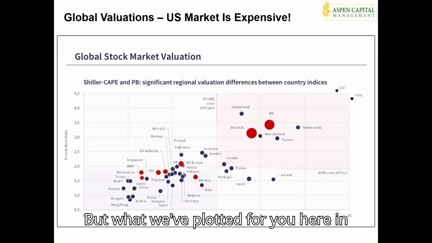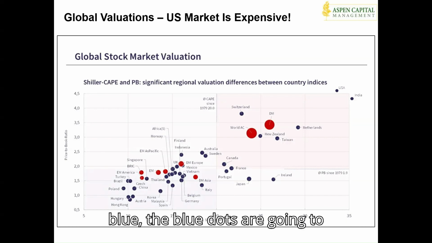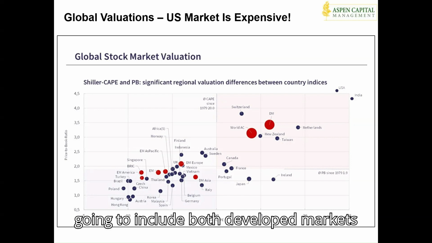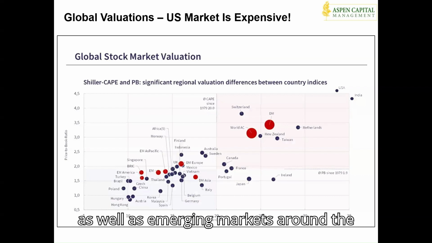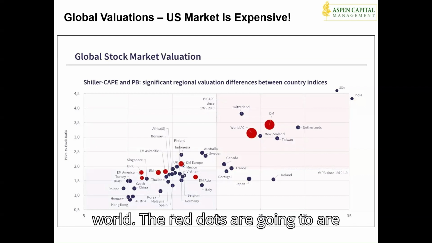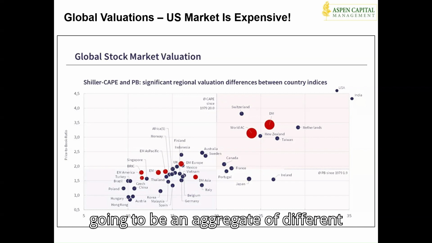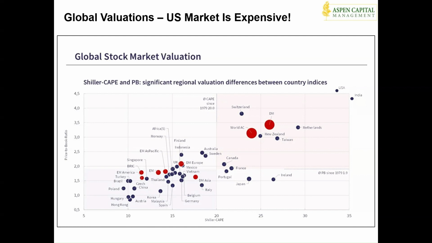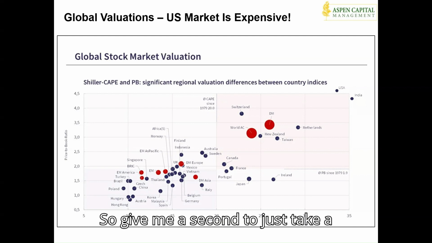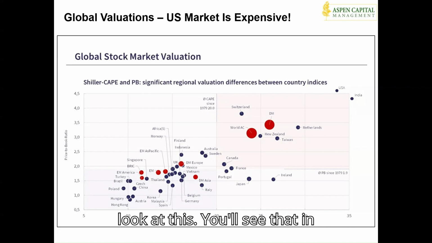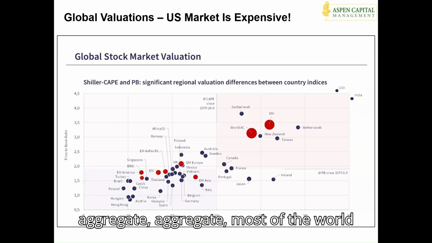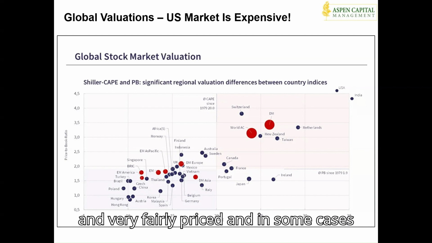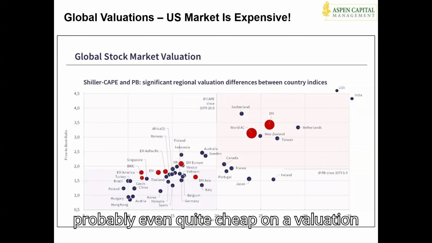Well, what we've plotted for you here in blue, the blue dots are going to represent individual countries. This is going to include both developed markets as well as emerging markets around the world. The red dots are going to be an aggregate of different regions of the world, or aggregate markets in general. So I'll give you a second to just take a look at this. You'll see that in aggregate, most of the world is in that sort of bottom left quadrant and very fairly priced, and in some cases, probably even quite cheap on a valuation basis.